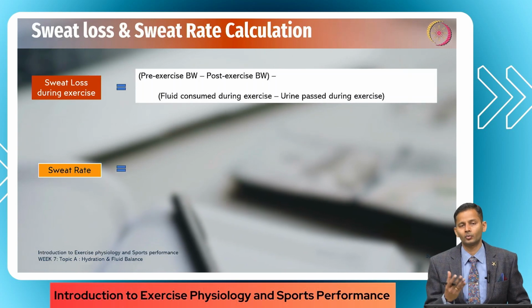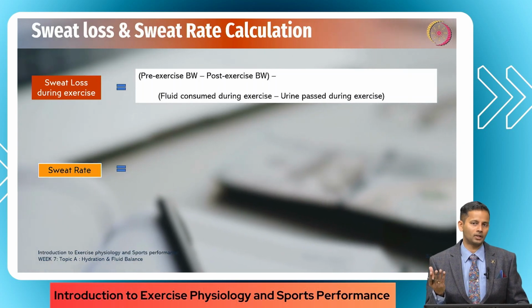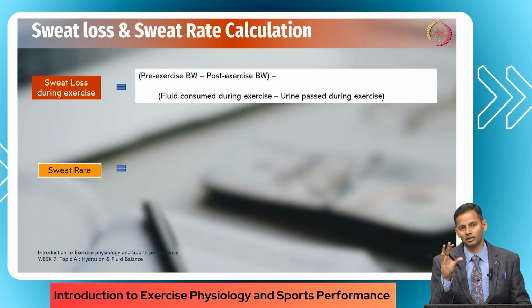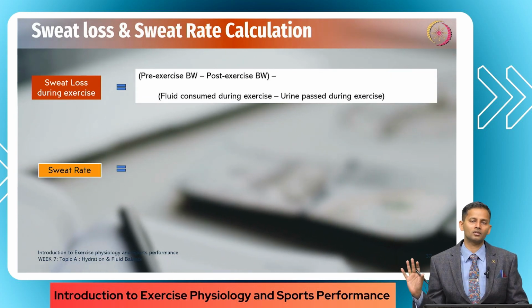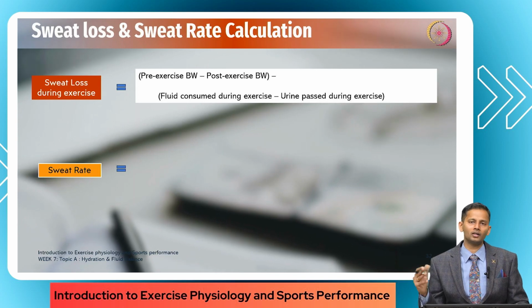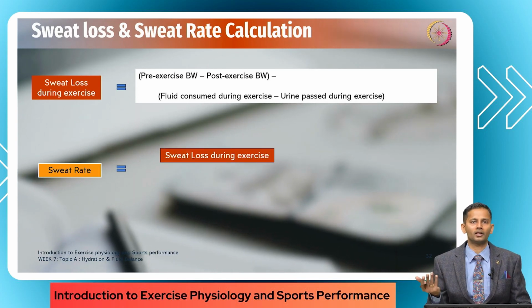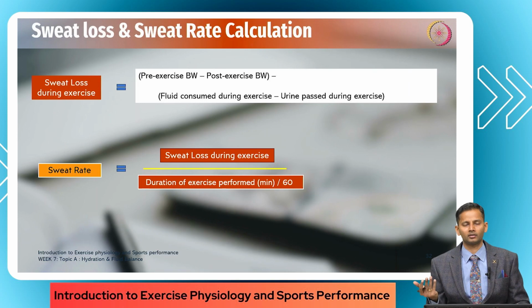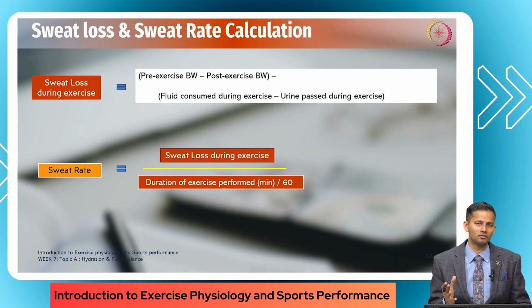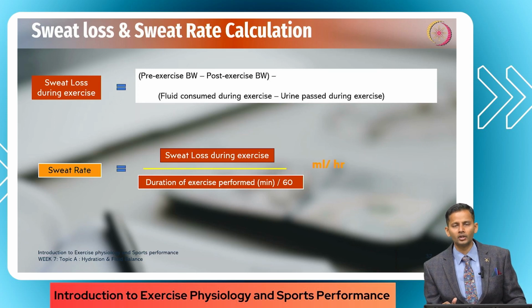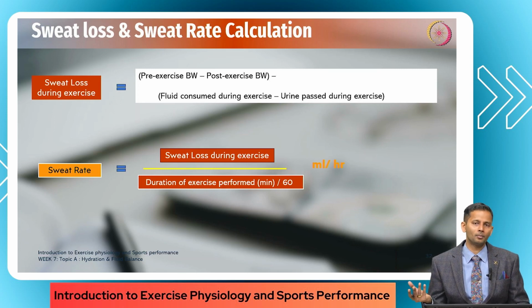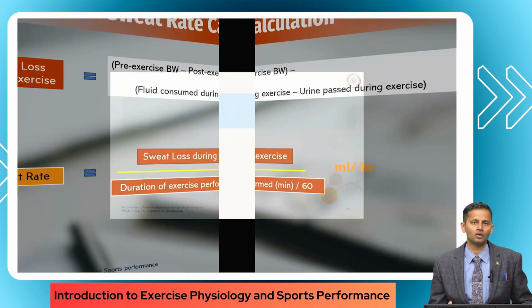So what is sweat rate? Sweat rate is nothing but with respect to time, right? So whatever sweat loss you calculate is divided by the duration of the exercise, and if you want it per hour, then you multiply it by 60. So that gives you the sweat rate for that particular individual for that particular activity. It can be expressed as ml per hour, or ml per minute if you don't multiply by 60.